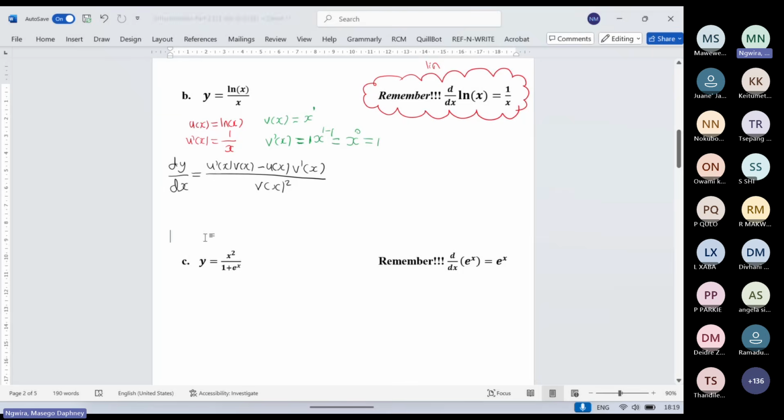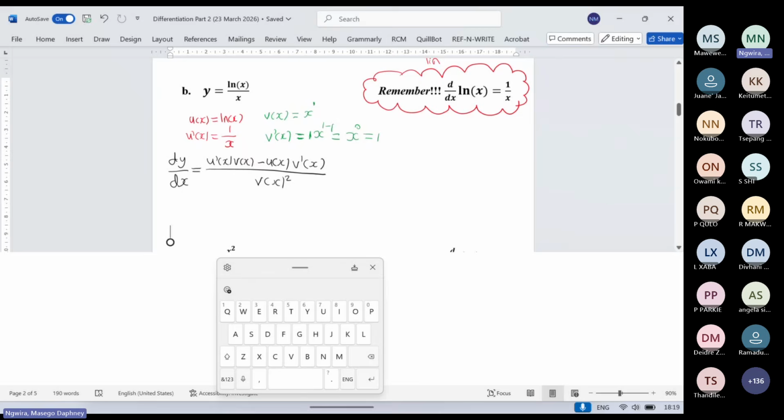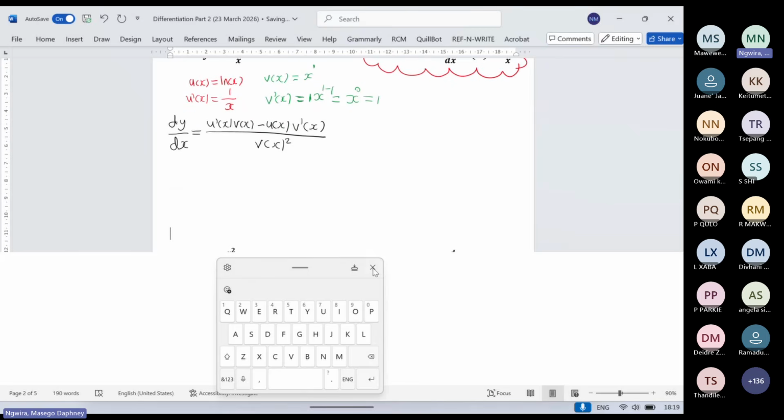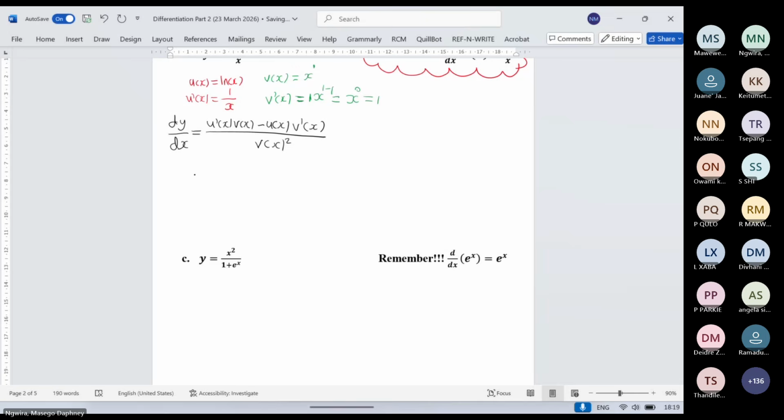Then now I'm going to substitute. So this is going to be, my u of x is ln, so I'm going to just say this is ln x in brackets. And then times my v of x.